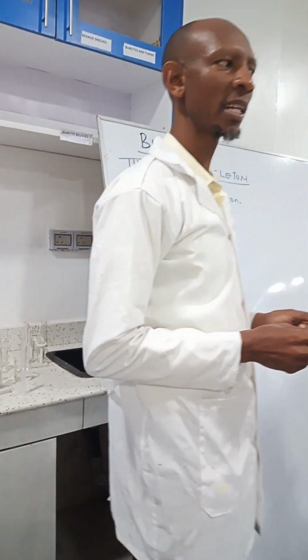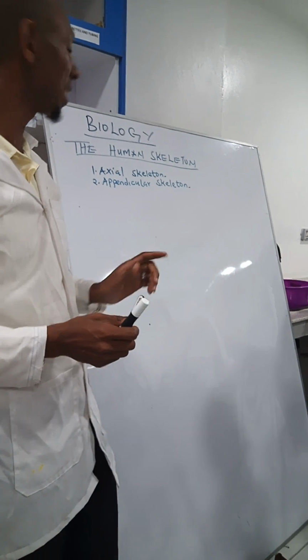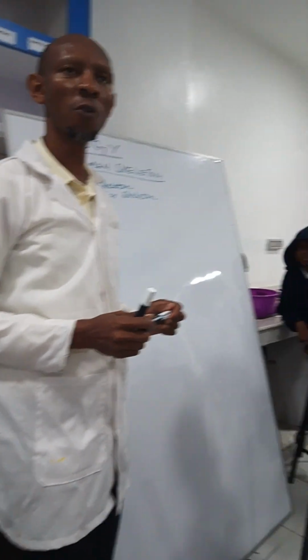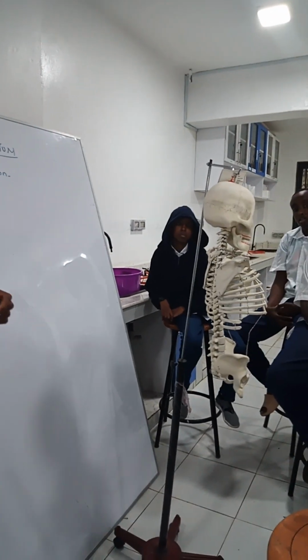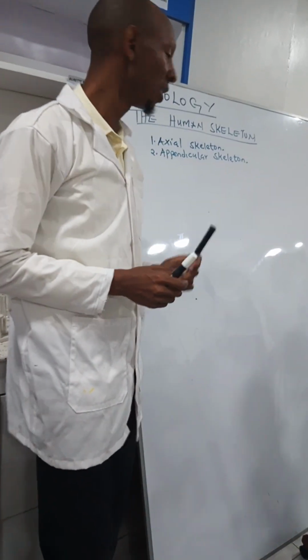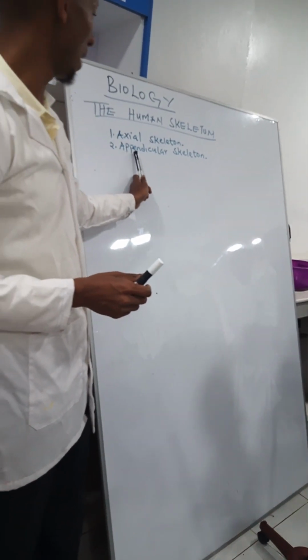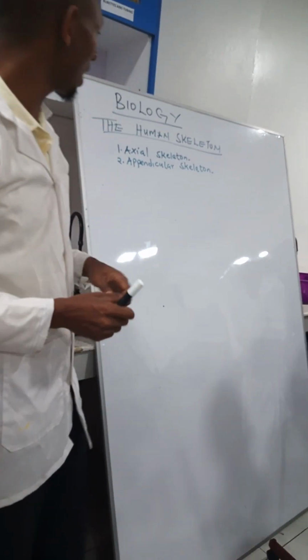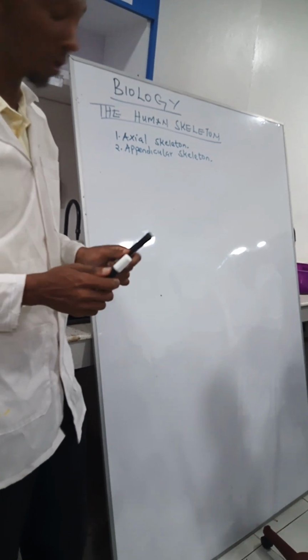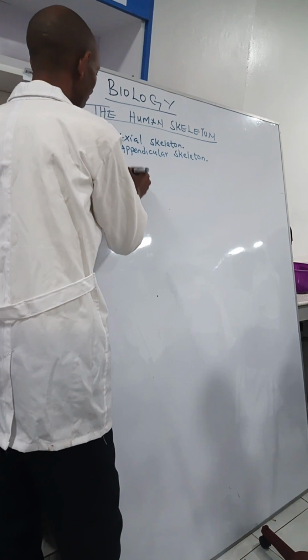Welcome to our second lesson on the human skeleton. In today's lesson, we are going to focus on the second part, because previously we discussed the exoskeleton. So today I'm going to elaborate more on the appendicular skeleton. The appendicular skeleton is made up of the following bones.